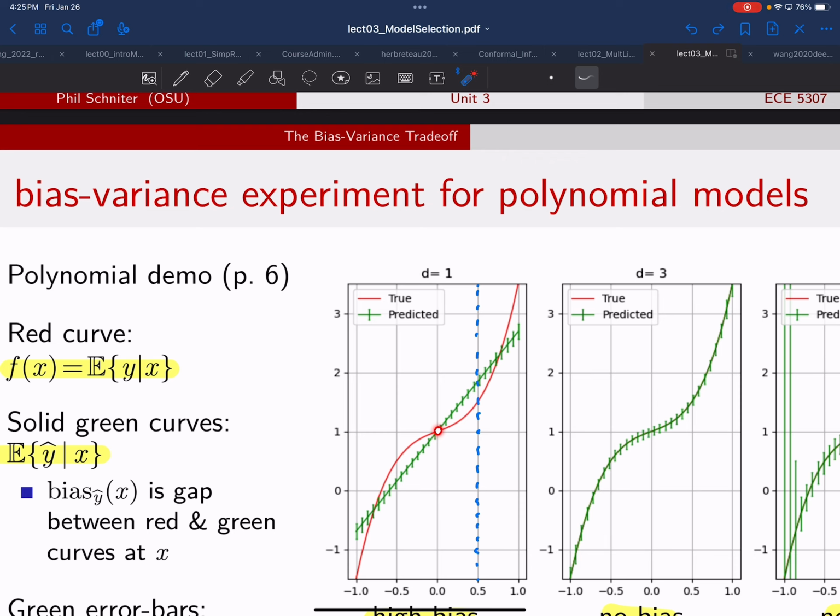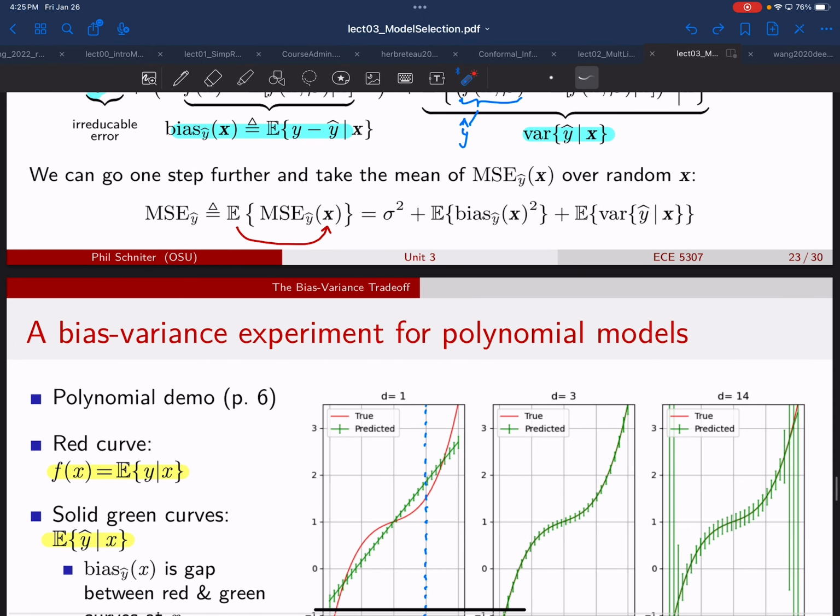No, right? Actually, the green and red match up perfectly. So here you can see why we were looking at this as a function of x. Because for some x, there actually might be no difference on average between the true and predicted targets, but at other x, there may be. And what we really want is that there's no difference for any x.